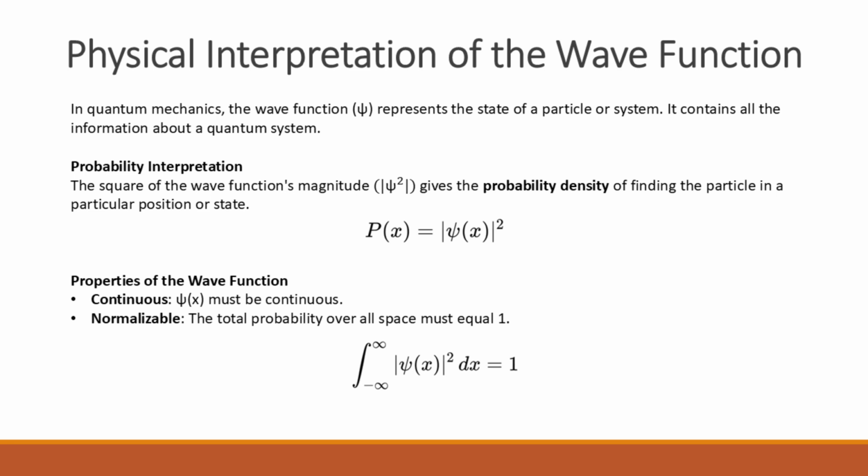The square of the wave function's magnitude gives us the probability density of finding a particle in a specific position or state. This wave function has two critical properties. It must be continuous, meaning it changes smoothly, and it must be normalizable, ensuring that the total probability across all space equals exactly 1. This probabilistic nature challenges our classical understanding of deterministic physical systems.